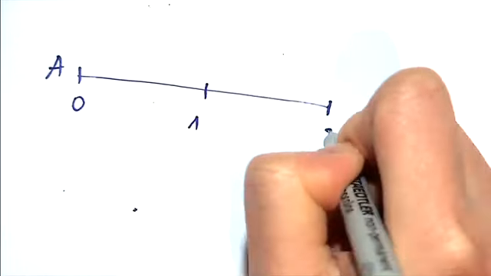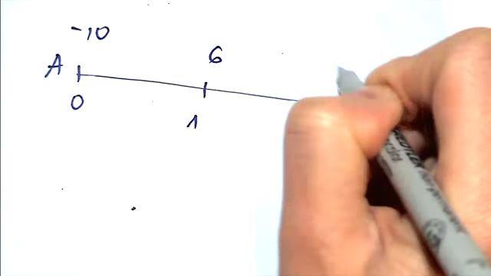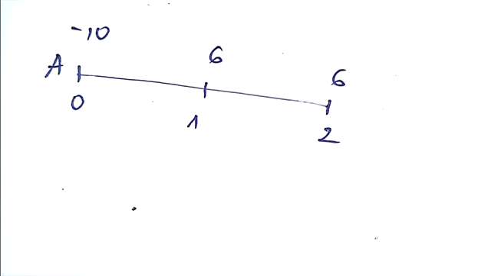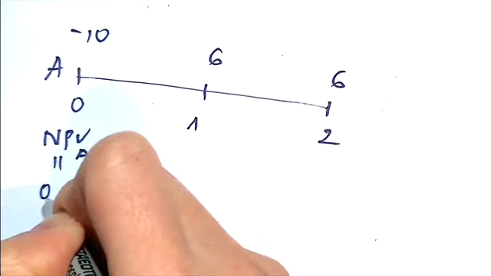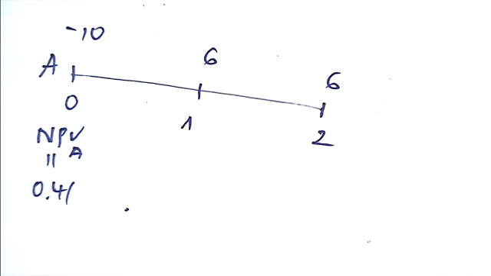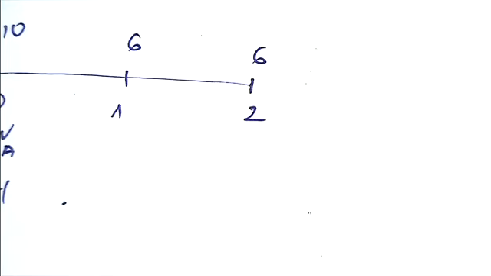Zero, 1, and 2, minus 10, 6, and 6. Agree? And we calculate the NPV of project A, which is equal to 0.41 million. So this one, you can calculate that easily. Okay? And you also have project B of 3 years.